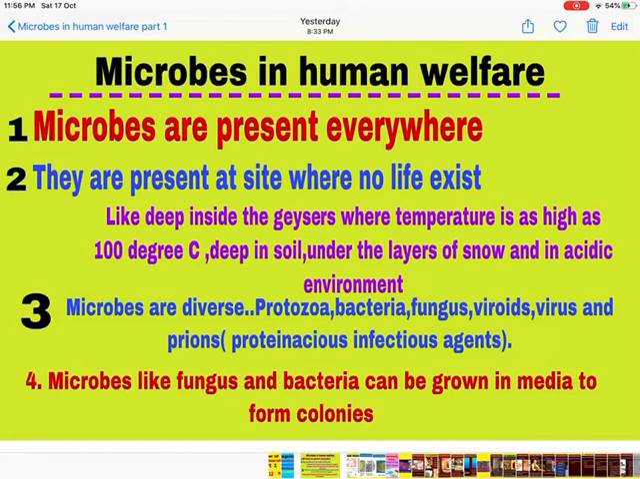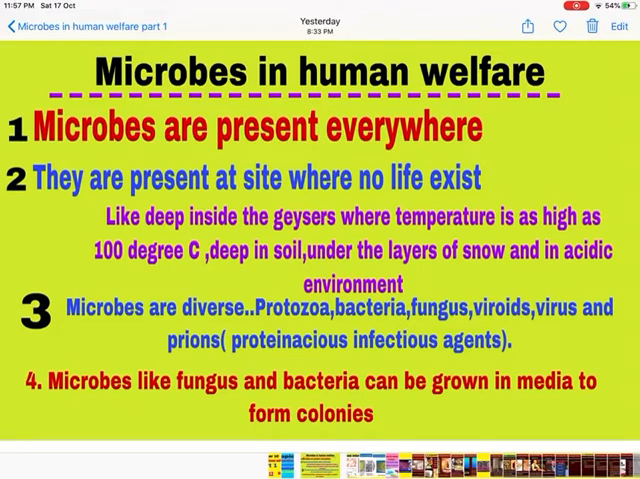Microbes. Microbes are present everywhere. They are present at sites where no life exists. For example, we can see them inside the geysers, where the temperature is as high as 100 degrees Celsius. We can find them deep in soil. We can see them under the layers of snow and also in the acidic environment.